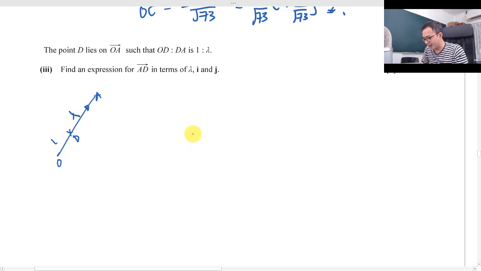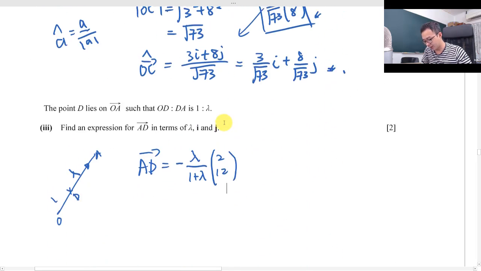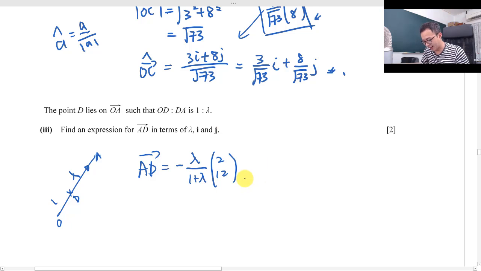Alright, so find an expression for AD. First thing, AD is opposite direction, so definitely I will add a negative for it. And then AD is lambda over the total. I do not know what lambda is, so I will just write lambda. Total should be 1 plus lambda, of OA. So OA is (2, 12). Yeah, I guess this is my answer.